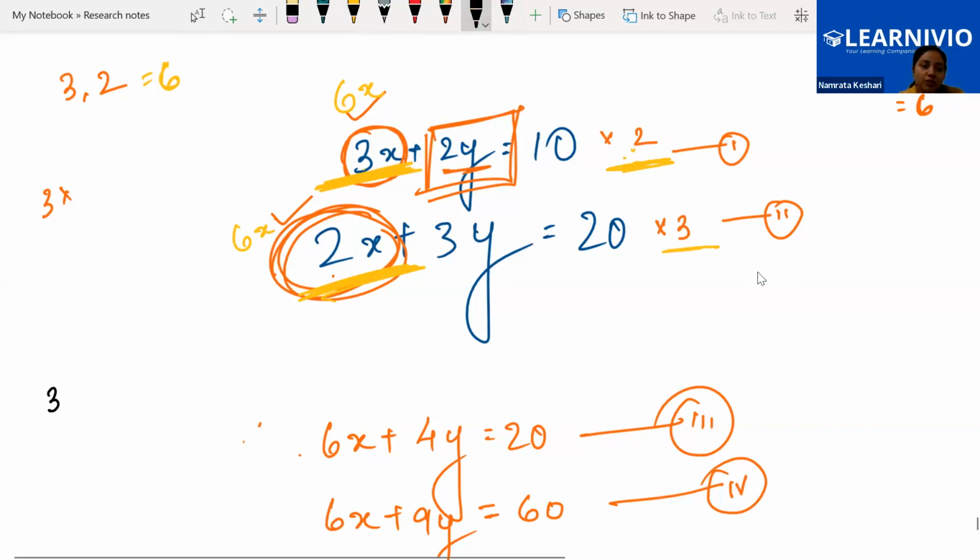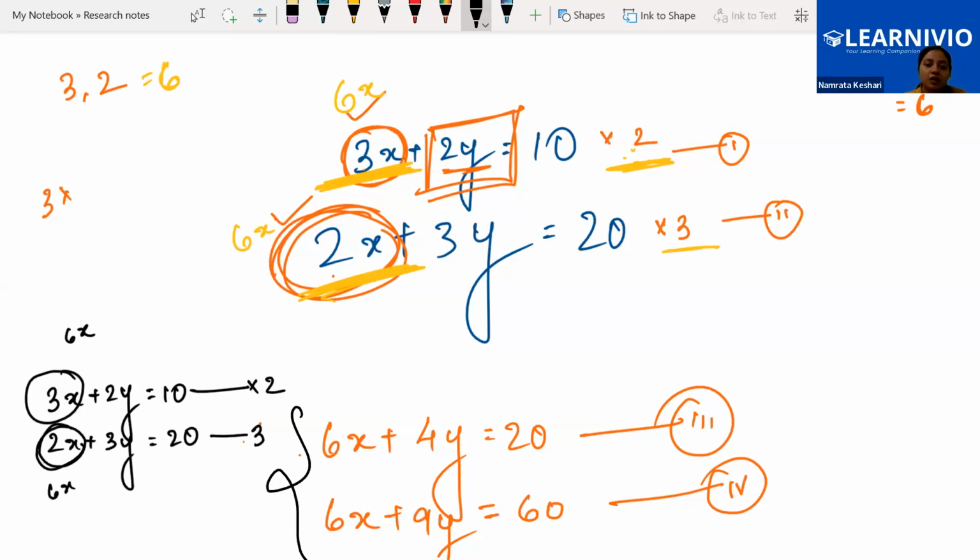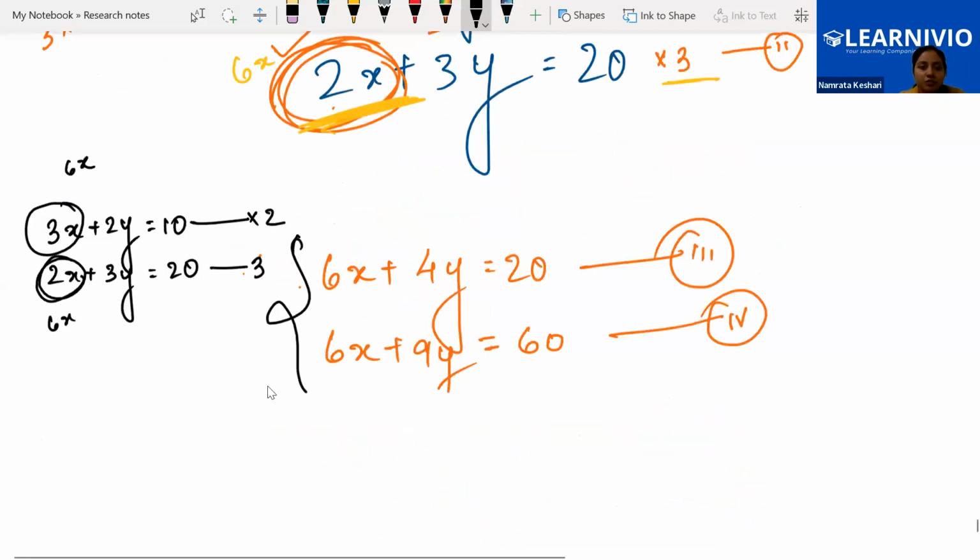We have equation 1 as 3x plus 2y is equal to 10, and equation 2 as 2x plus 3y is equal to 20. If I want to make this one a 6x, what do we have to multiply here? Can you tell me, Aisha? We can multiply by 2. Exactly. If I want to make this 2, the circled one, a 6x, what should be multiplied here? 3. And when we multiply, are we going to get this one, the curly bracket one which I have just pointed? Yes.